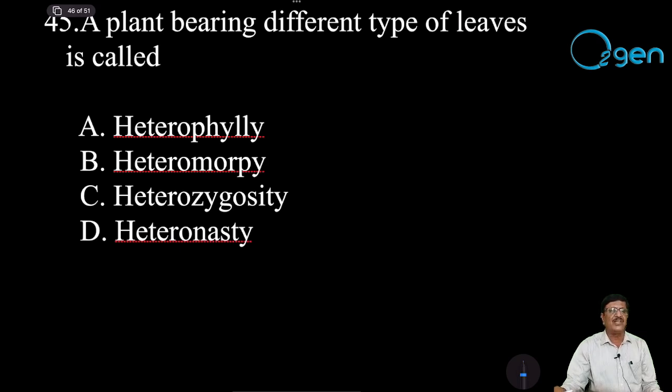The plant bearing different types of leaves is called. In a single plant, more than one type of leaves develop, different in shape, size and morphology. Here two different types of leaves are developed, hence it is heterophylly. Heteromorphy means only morphologically different. So option A is correct. A plant bearing different types of leaves is called heterophylly. Thank you.